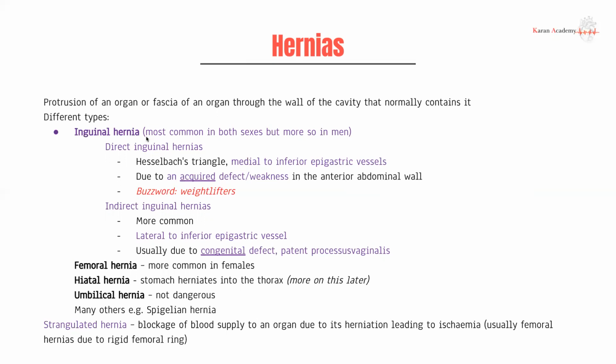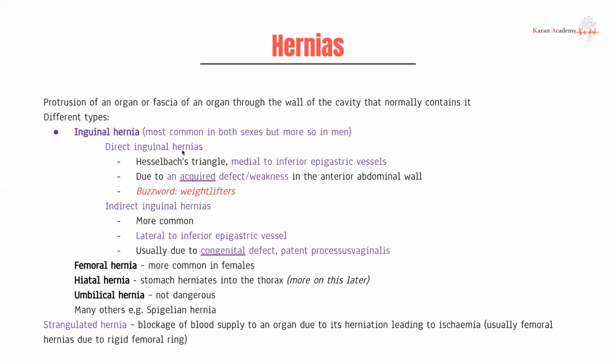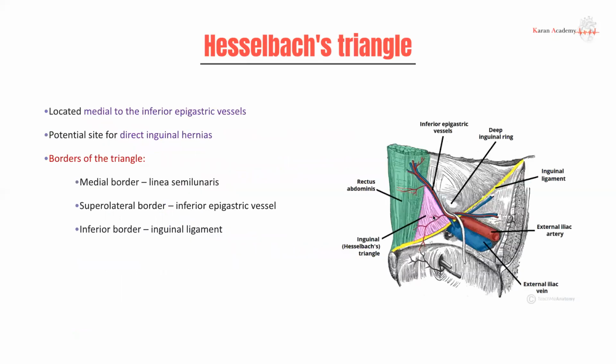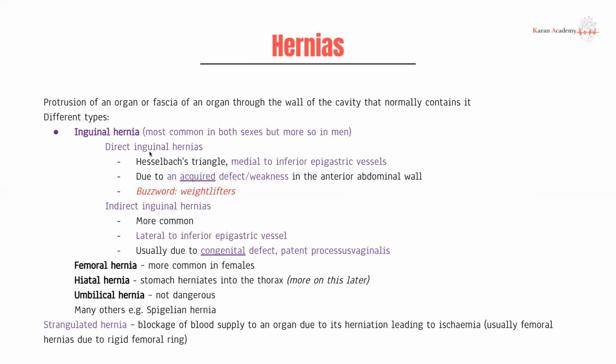Okay, moving on. The direct inguinal hernias are medial to the inferior epigastric vessel, which means that direct inguinal hernias pass through the Hesselbach's triangle. Indirect inguinal hernias do not pass medial, they pass lateral to the inferior epigastric vessel. So they pass outside of Hesselbach's triangle. Direct inguinal hernias are usually due to acquired defects in the anterior abdominal wall, versus indirect inguinal hernias are due to congenital defects with the patent processus vaginalis.